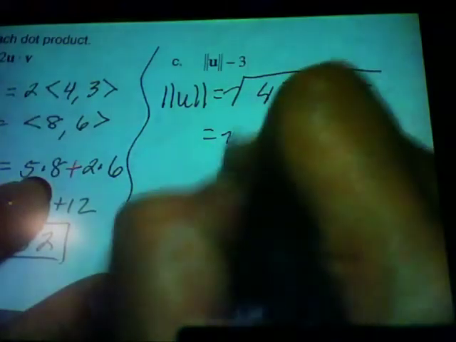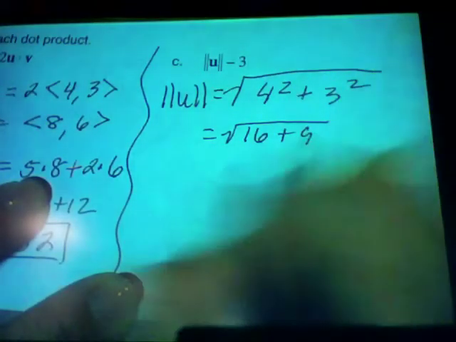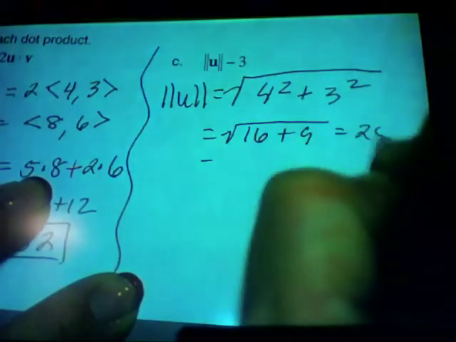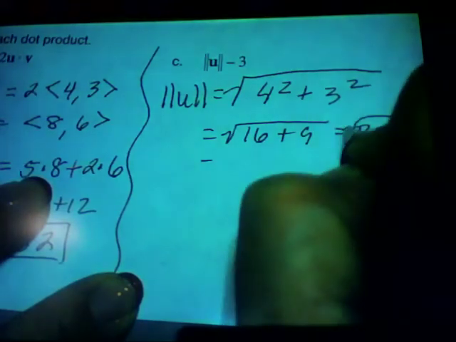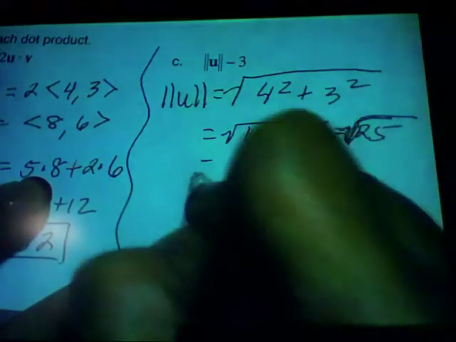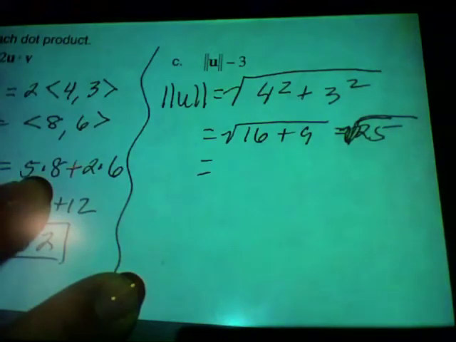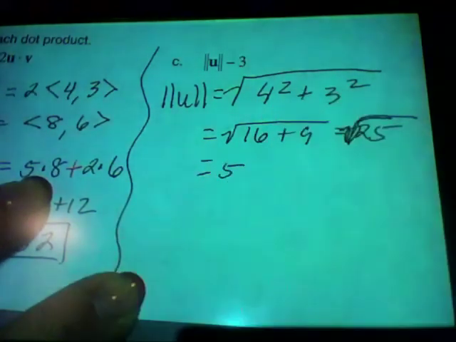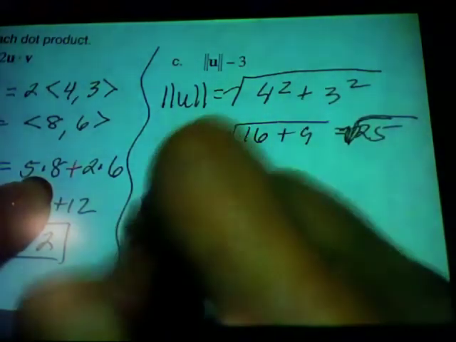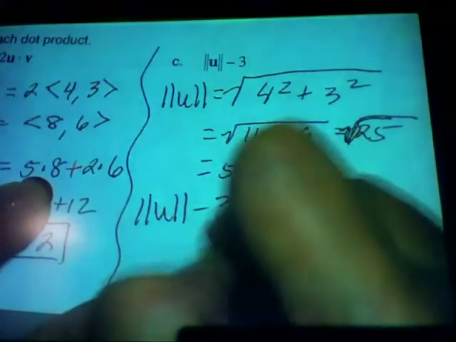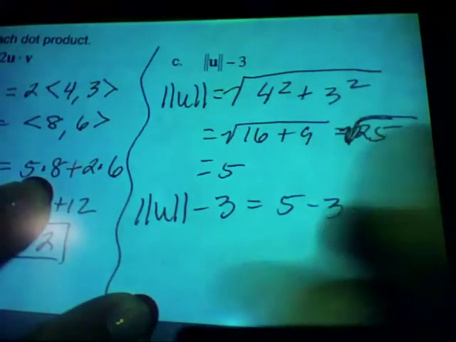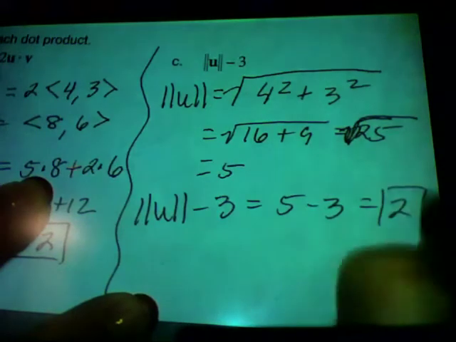So then I get the square root of 16 plus 9, which equals 25, square root of 25. That's lovely. Doing a real good job there. And what's the square root of 25? 5. So then magnitude of u minus 3 is equal to 5 minus 3, which is what? 2.